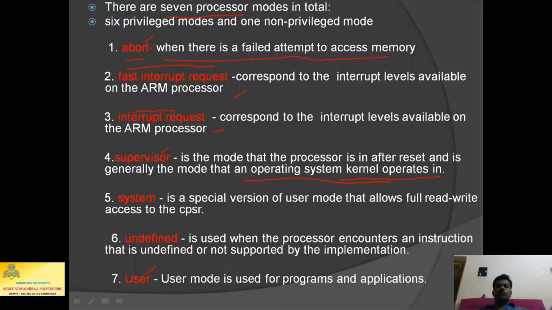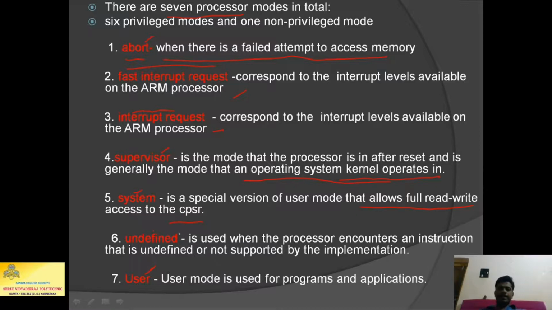Next, the fifth mode we have is system, a special version of user mode that allows full read-write access to the CPSR. We have a user mode here. That special version of user mode is system mode. So the speciality of system mode is that we have full read-write access to the CPSR.